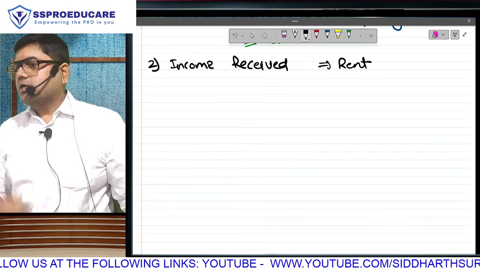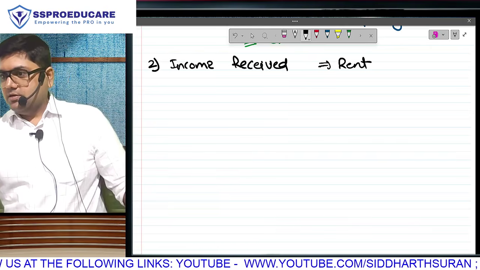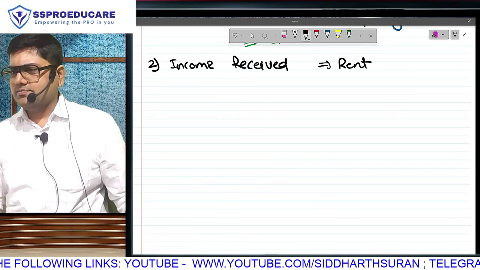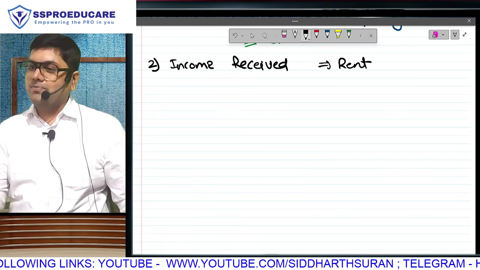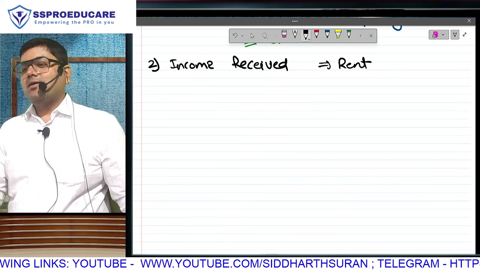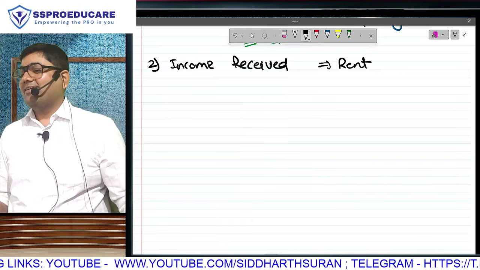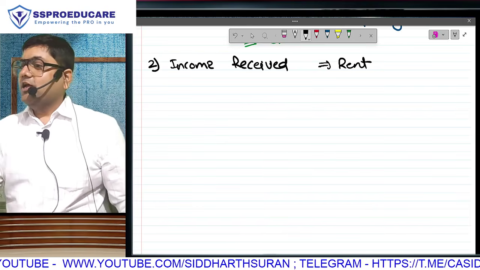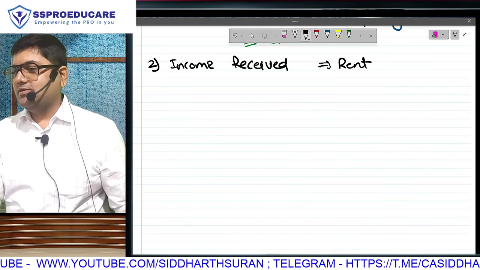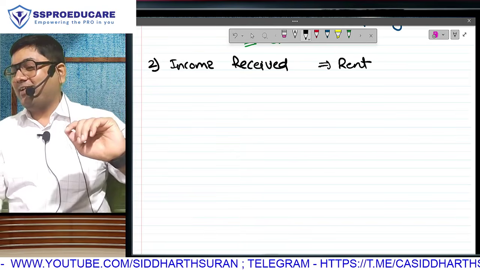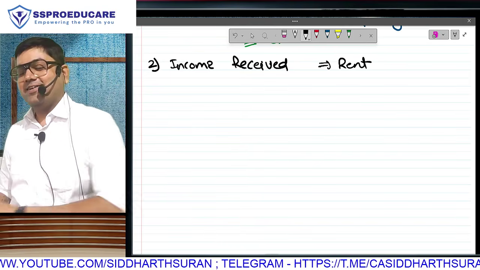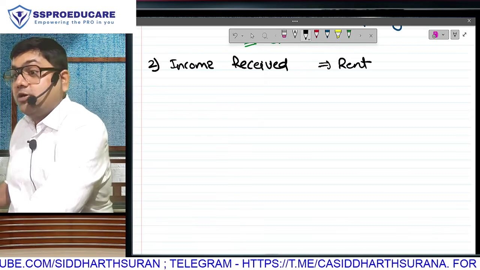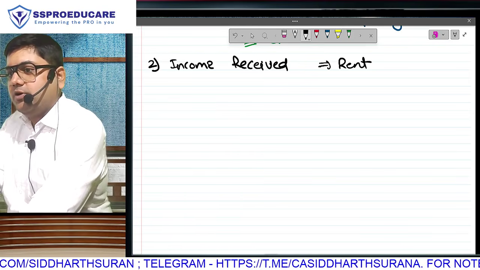Supposingly आपका property. What is the annual rent that you are earning in your property? Example लेना है. 45 lakhs. ठीक है. 45 लाख. Is that the income that you have received? Good. 45 lakh. Is that the income that you have received? आपने खुद बोला how much rent you are getting?